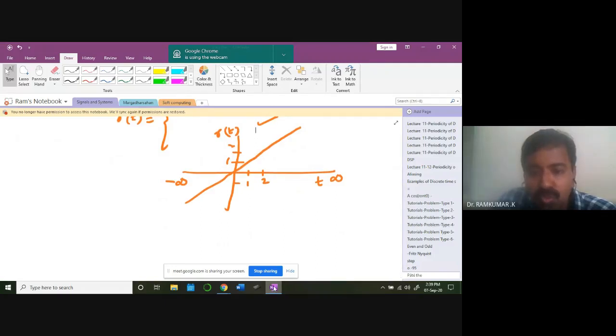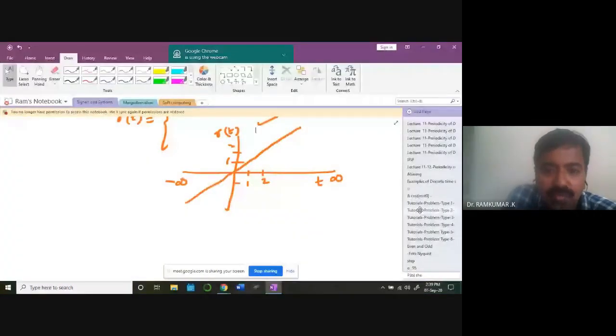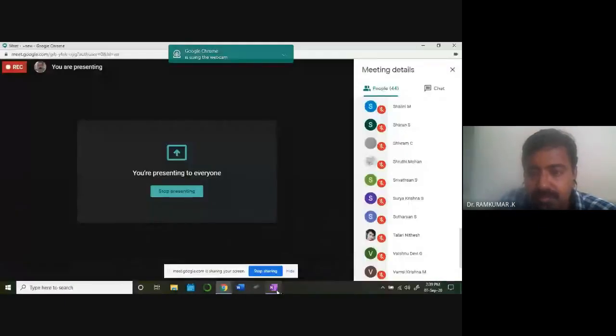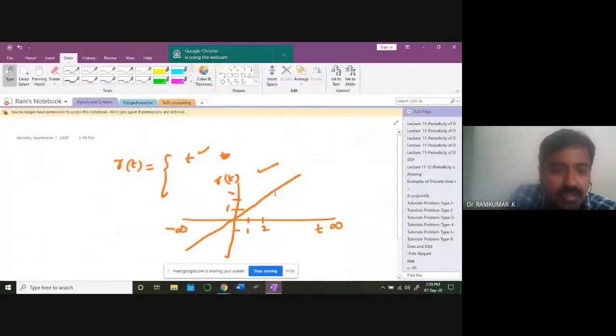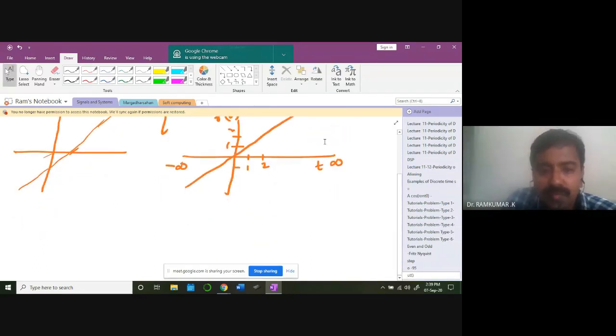Now when I choose a waveform something like this, t minus 1, u of t minus 1, I'm going to shift this waveform. Instead of passing through the origin, it's now passing through 1. When it's not passing through the origin, you need to be careful about the slope, so you multiply with u of t minus 1. So t minus 1, u of t minus 1.